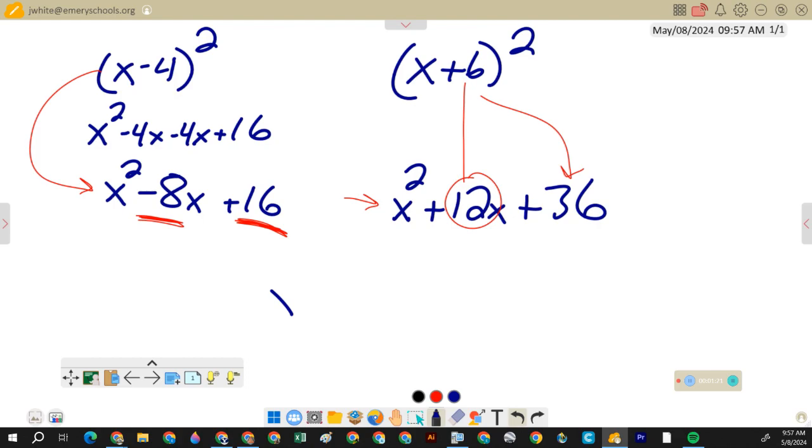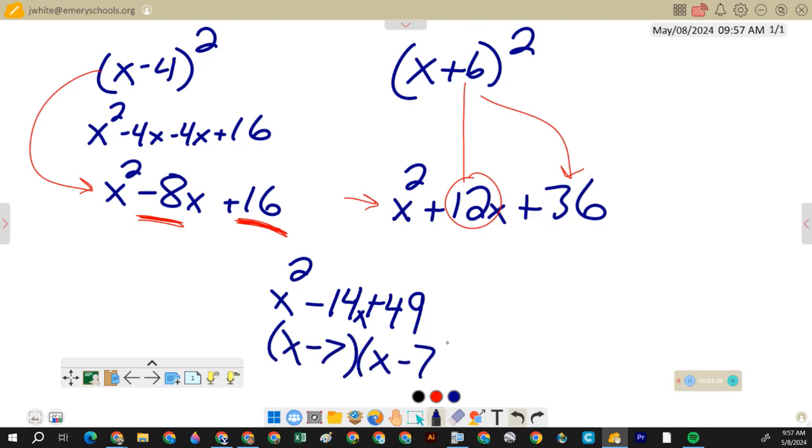So if I had x squared minus 14x plus 49, does that fit the pattern? Oh, if I put an x in there, it does. That would be x minus 7 and x minus 7. That make sense? Okay. Well, we can actually use that to solve problems that are not perfect squares.